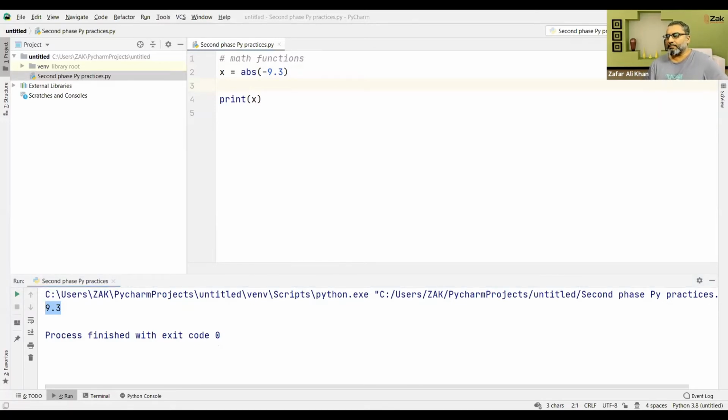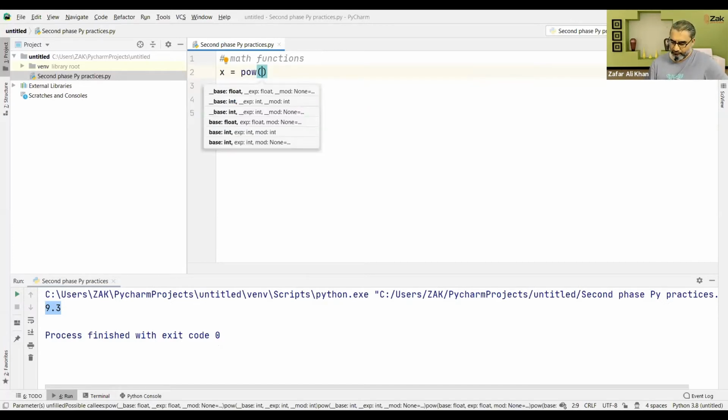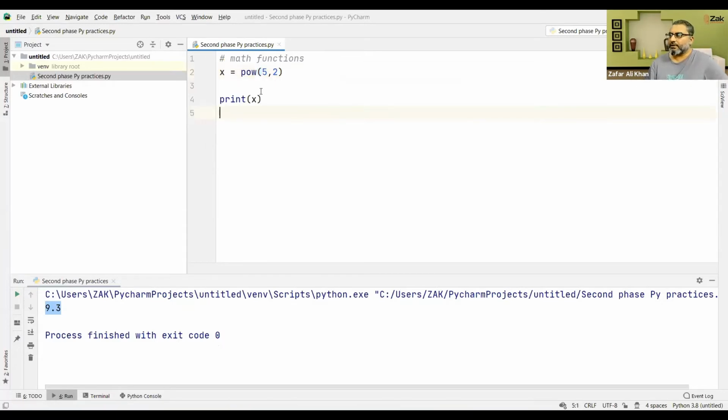And then we have got power. So x is power of 5 squared. Okay. 2 to the power 5. See, 25. 5 power 20. See, a bigger number. So that is all possible with power.